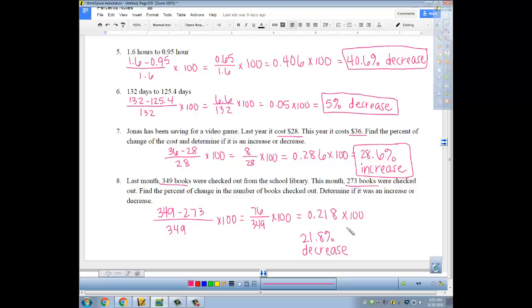So we do these problems the same exact way every time. You're just going to have to remember, find the change first. And then to turn numbers into percent, you divide by the first number, so the original amount that they told you, and then multiply it by 100 to just move that decimal over twice.